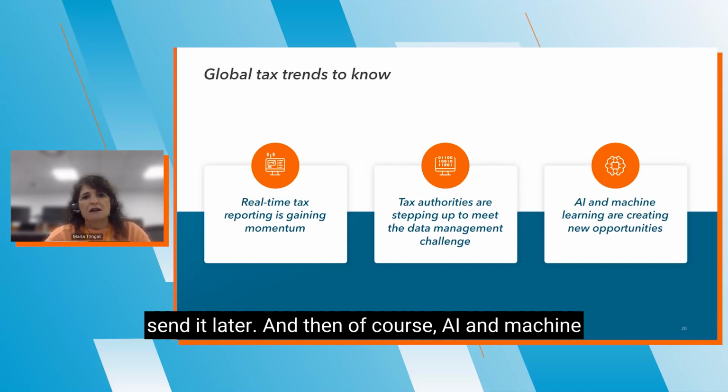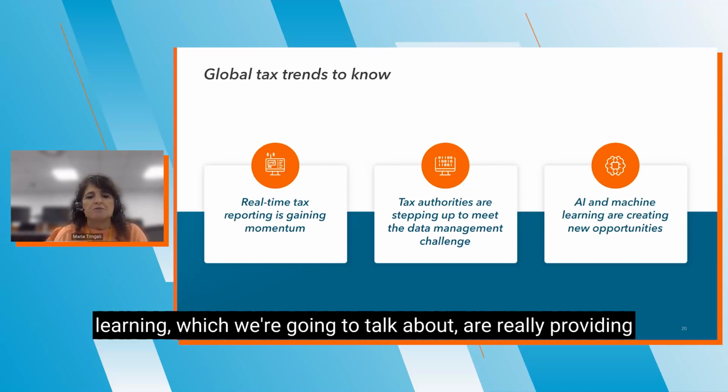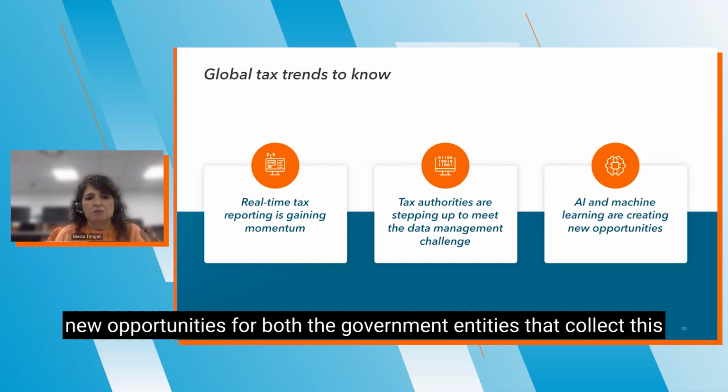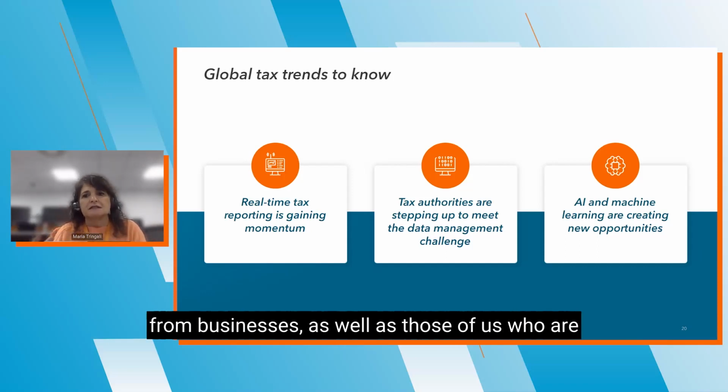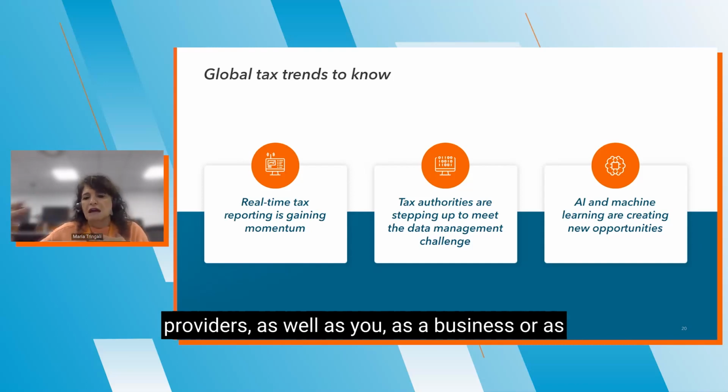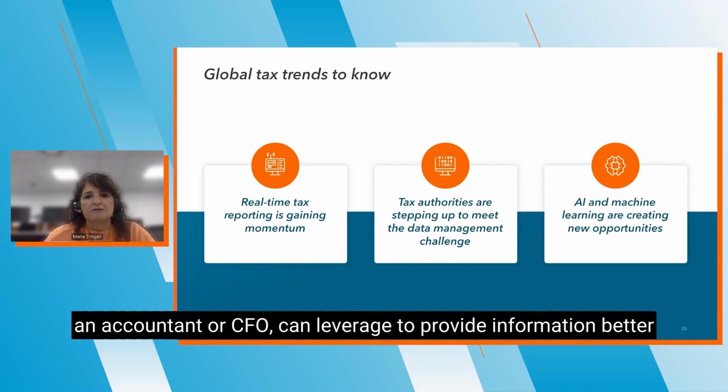And then, of course, AI and machine learning, which we're going to talk about, are really providing new opportunities for both the government entities that collect this from businesses, as well as those of us who are providers, as well as you as a business or as an accountant or CFO can leverage to provide information better and faster to the authorities.